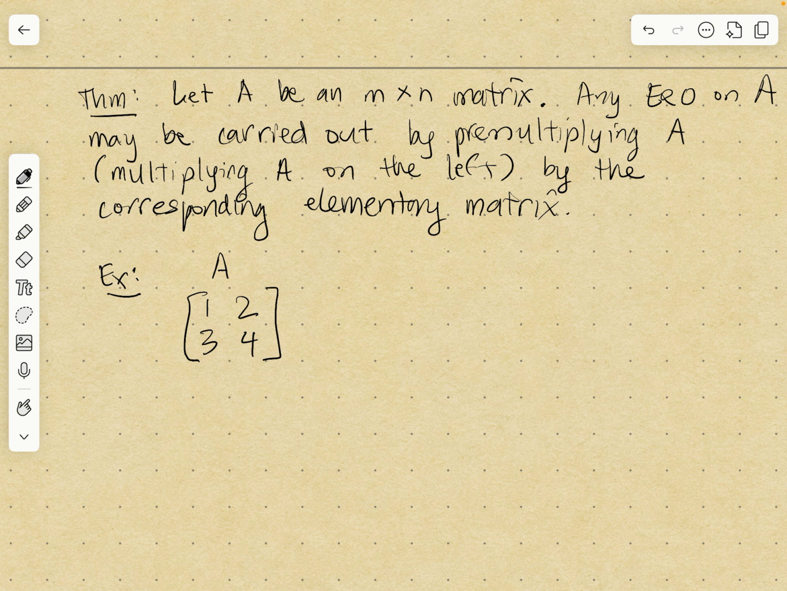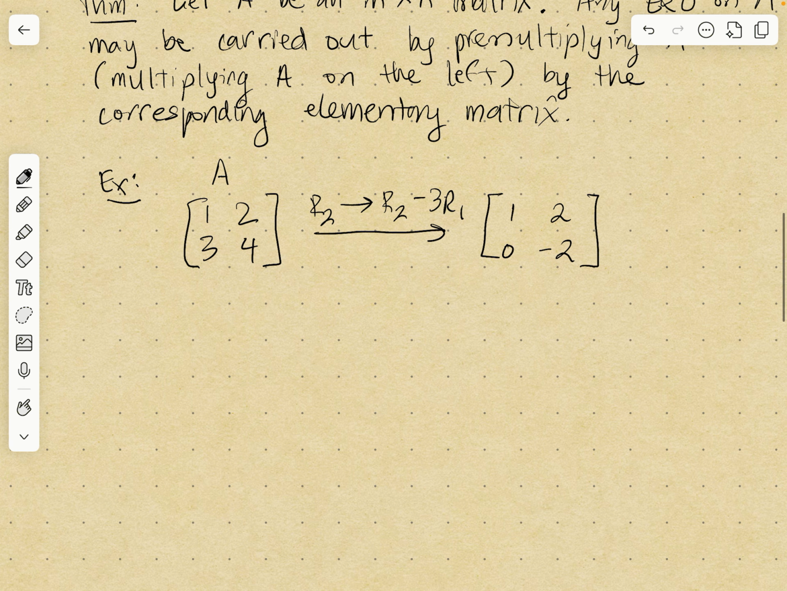Let's say that you apply an elementary row operation. For instance, you apply the operation that takes row 2 and replaces it by row 2 minus 3 times row 1. What you're going to get is this matrix 1, 2, 0, negative 2. Now, the theorem says that this matrix is what you get if you take the corresponding elementary matrix and multiply A on the left by that matrix.